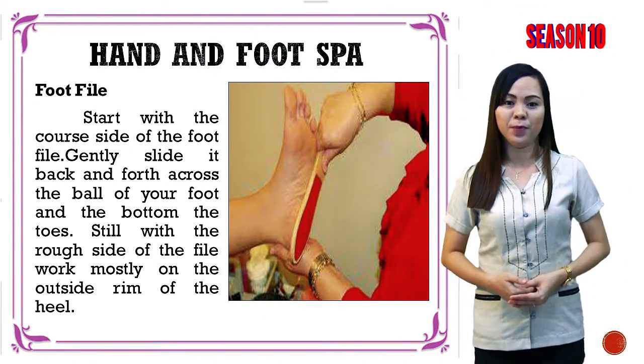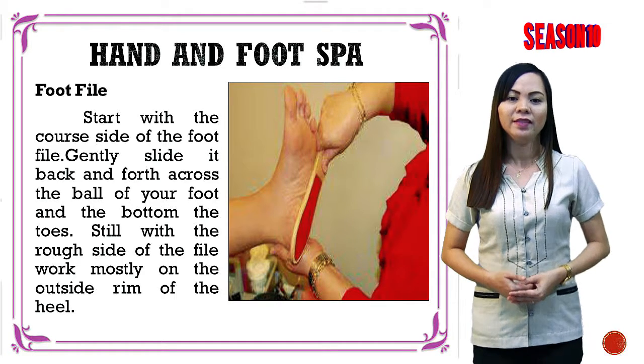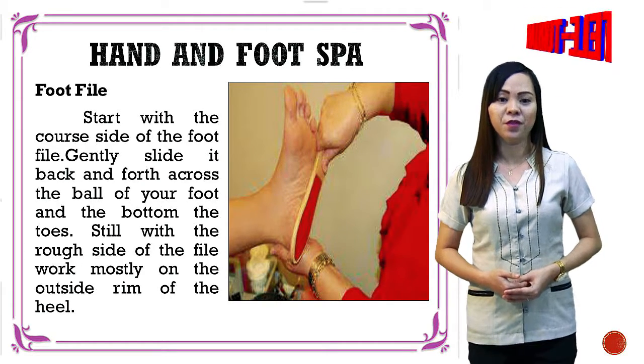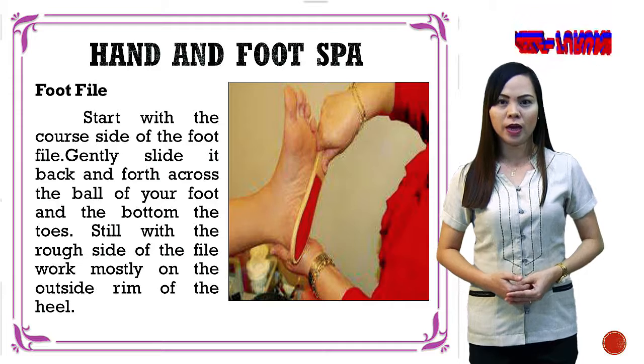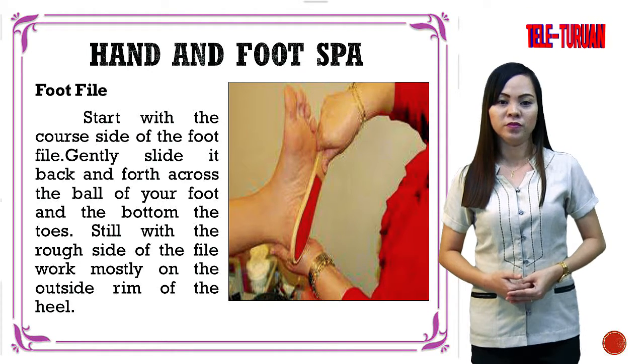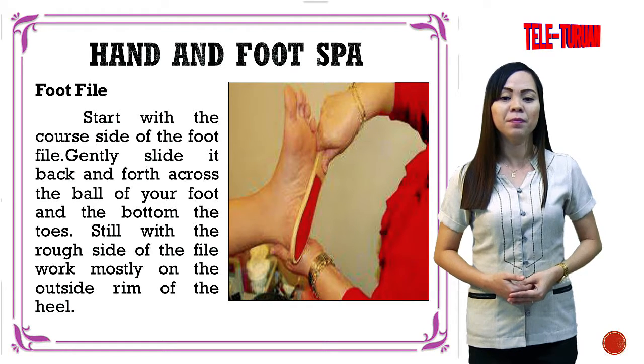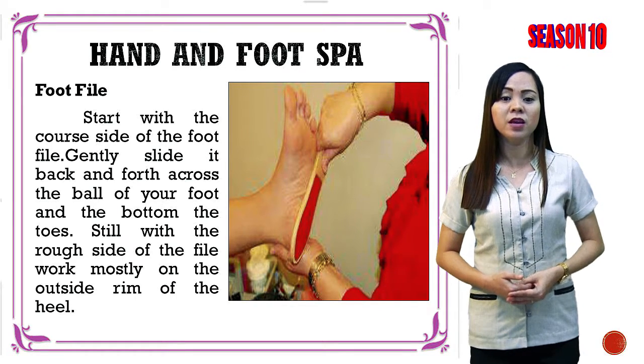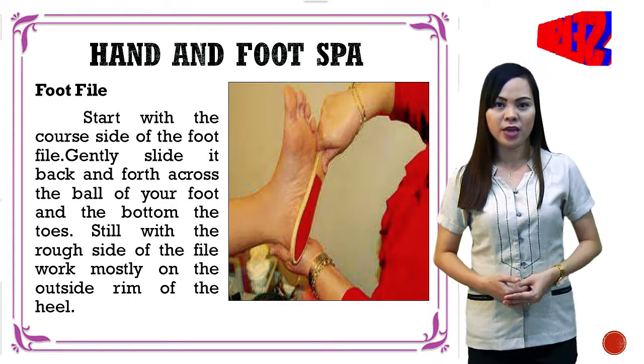Hand and foot spa. Foot file. Start with the coarse side of the foot file. Gently slide it back and forth across the ball of your foot and the bottom of the toes. Still with the rough side of the file, work mostly on the outside rim of the heel.